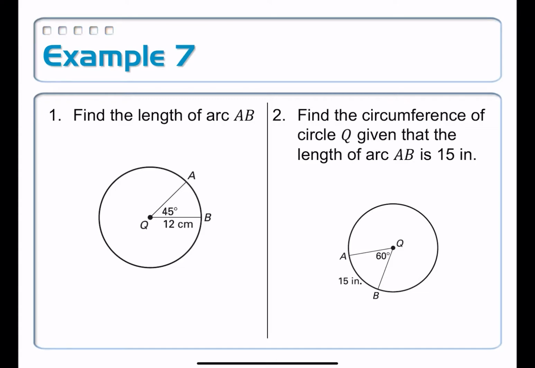Example 7, we have two parts to it. Find the length of arc AB in the circle that we have here. We have a 12 centimeter radius length. We have a 45-degree arc measure, or the central angle, same thing as we discussed.